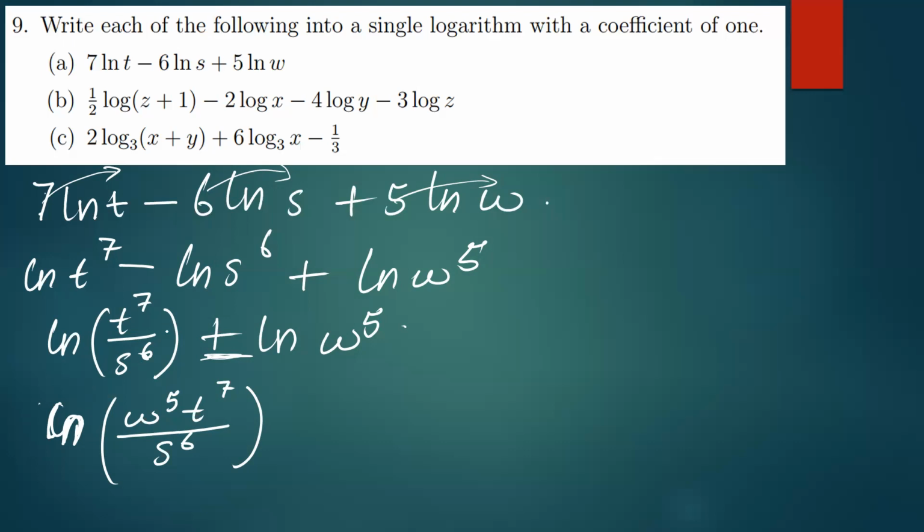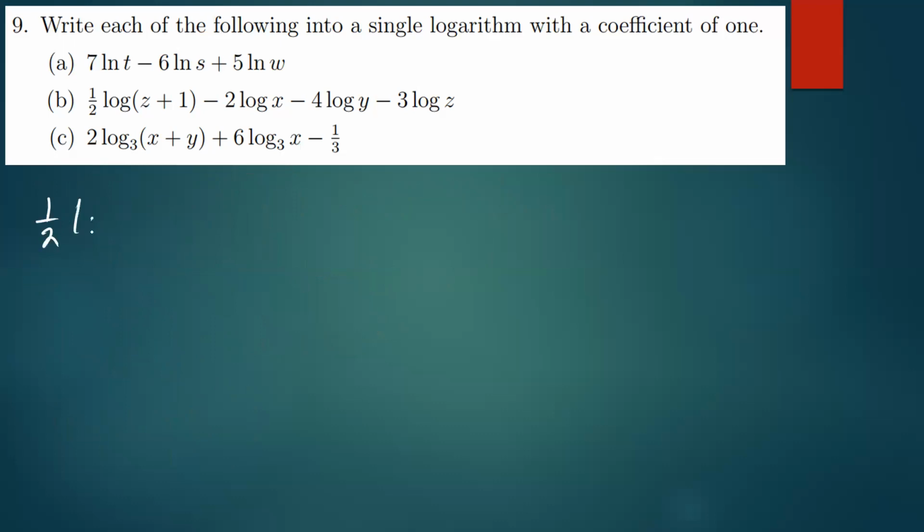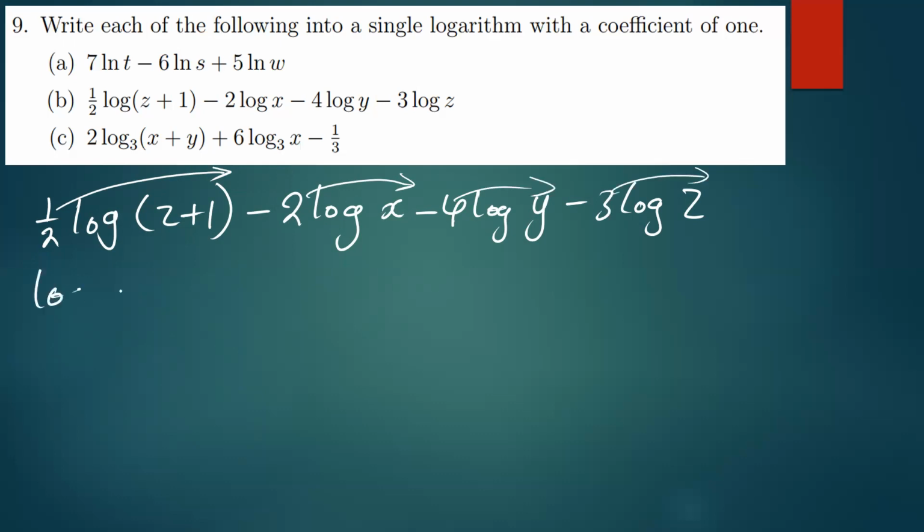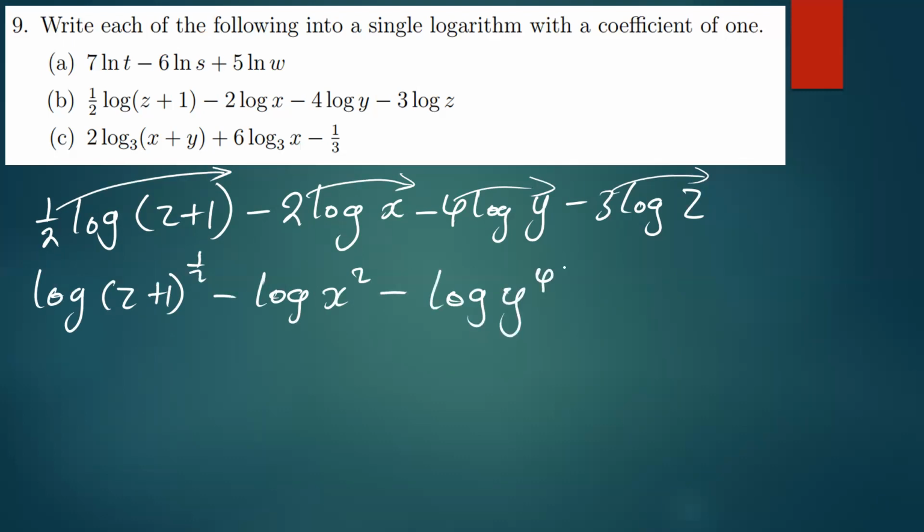Okay, we move on to the next one. The next one is half log (z plus 1), then minus 2 log x, minus 4 log y, minus 3 log z. So this one becomes the power, this one becomes the power, this one becomes the power, this one becomes the power. So we're going to have log (z plus 1) to the power half, and then minus log x to the power 2, minus log y to the power 4, minus log z to the power 3.